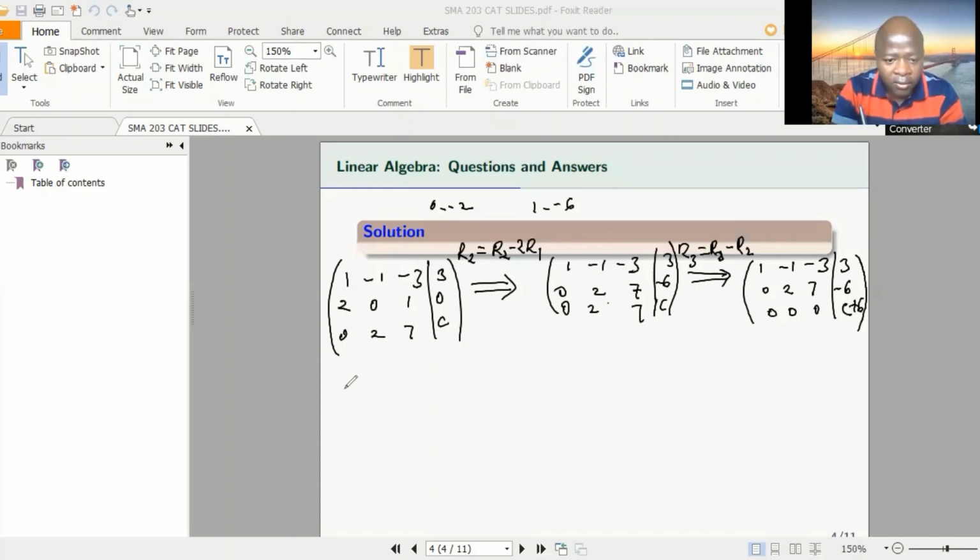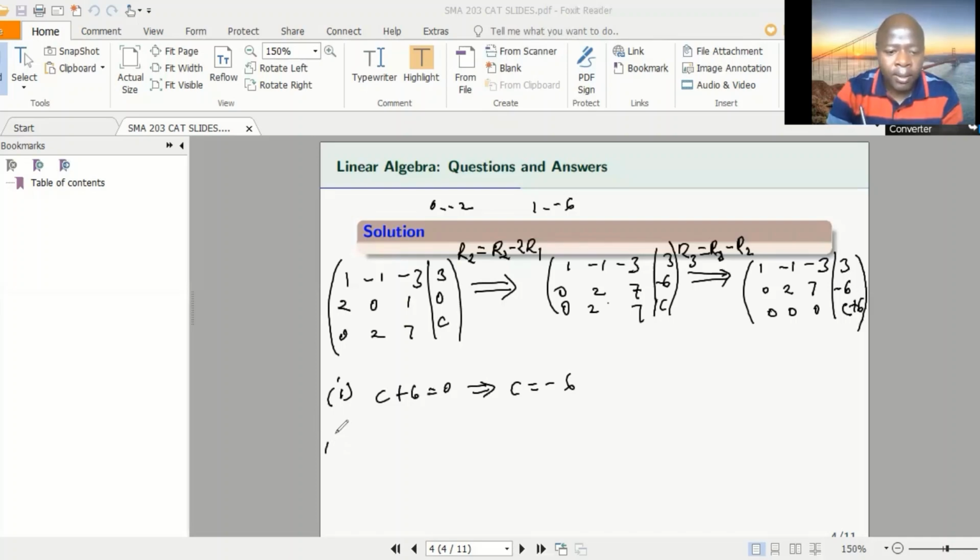Now, the question is, therefore, we've already reduced to echelon form. This is the echelon form. So the question is, what should be C so that this system that we're given will have infinitely many solutions? For it to have infinitely many solutions, we want 0, 0, 0 on the left side, and 0 on the right side. So that means C plus 6 should be 0. In other words, C should be -6. So if C is -6, then this system would have infinitely many solutions. So this would be 0, 0, 0, and this point should also be 0.